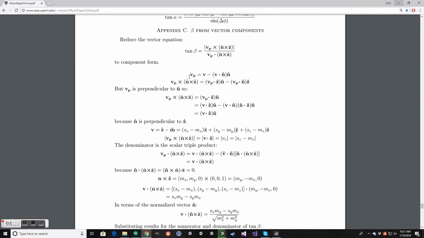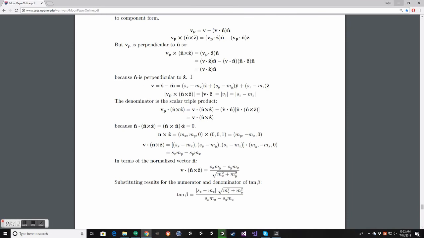We are going to take VP for its components that we just did, and we're going to do the triple product, and then we do the same kind of reductions that we did before and end up with, very simply, that, using the fact that VP is perpendicular to N, so that any dot product of VP and N is 0. So that just drops out. N is perpendicular to Z, and so the dot products of N and Z also drop out.